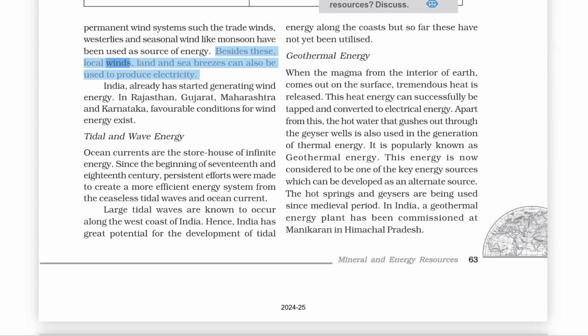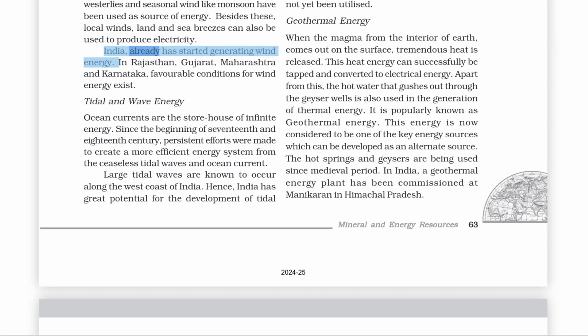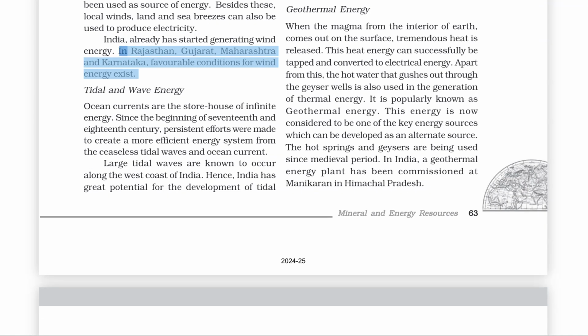Besides these, local winds, land and sea breezes can also be used to produce electricity. India already has started generating wind energy. In Rajasthan, Gujarat, Maharashtra and Karnataka, favorable conditions for wind energy exist.